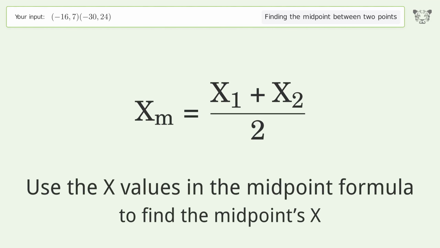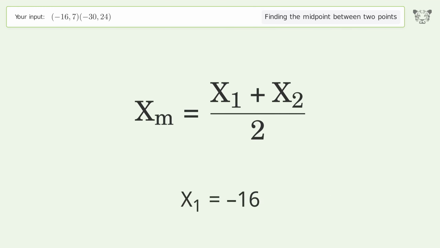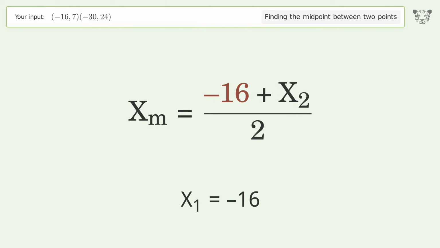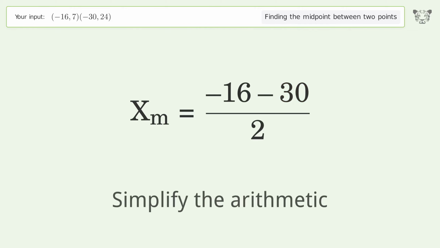Use the x values in the midpoint formula to find the midpoint's x. x1 equals negative 16. x2 equals negative 30. Simplify the arithmetic.